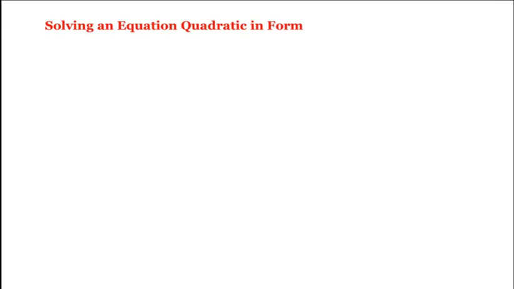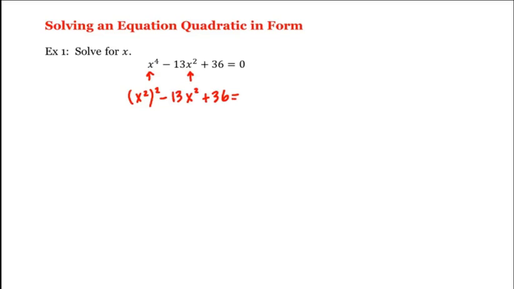Let's look at solving equations that are quadratic in form. For example, let's solve this equation for x. Now, the first thing you'll want to notice here is that x to the fourth is the square of x squared. In other words, this is the same as x squared squared minus 13x squared plus 36 is equal to 0.